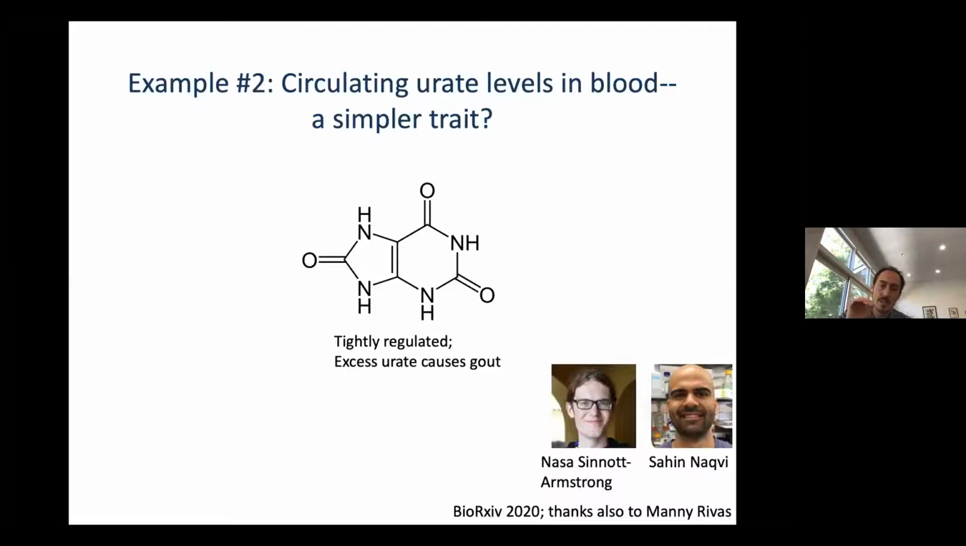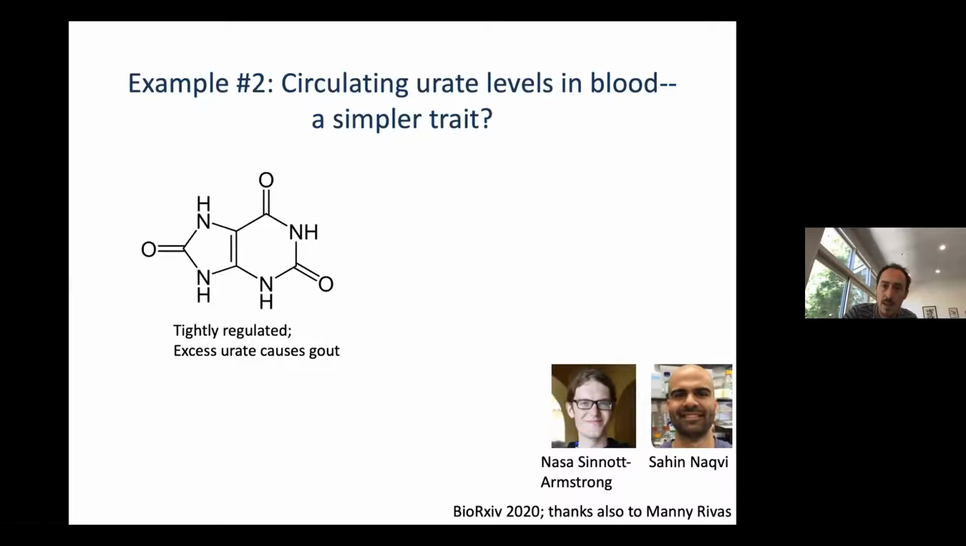Secondly, we actually know a great deal about the biology of urate and testosterone in advance, and so that makes the GWAS data much more interpretable. I should say about urate that it's a small molecule, produced as a metabolic byproduct of the purine synthesis pathway. The levels in the bloodstream are tightly regulated. When you have excess urate, it crystallizes out to form these sharp needles in the joints, which cause gout.